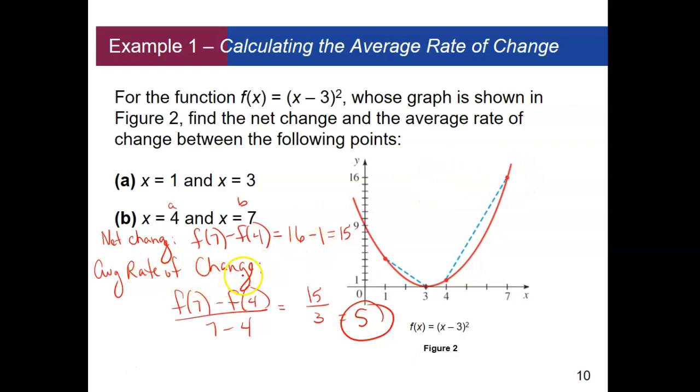As far as the average rate of change, I'm going to do that net change and divide it by the b minus a. So 15 divided by 3 is going to give me 5. So for every unit, it's going to have changed by 5 as far as the increase in the actual value of the function.